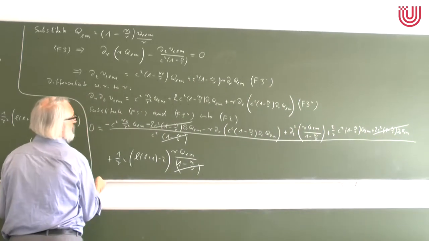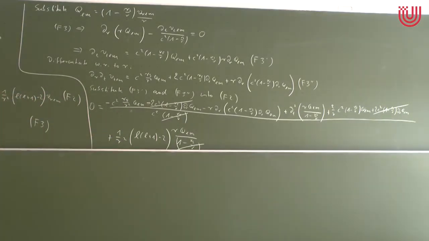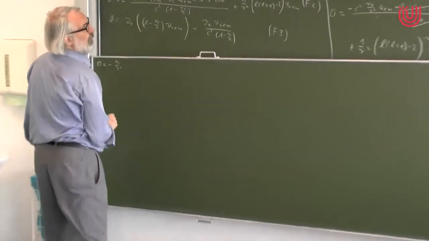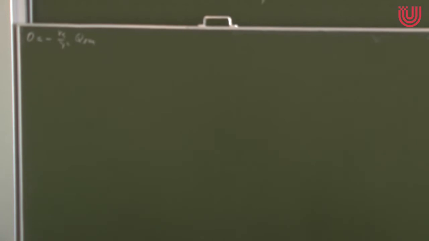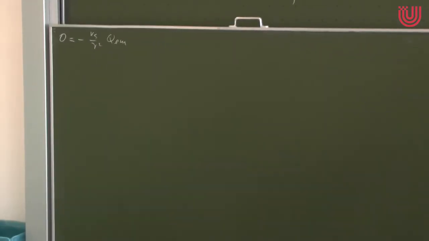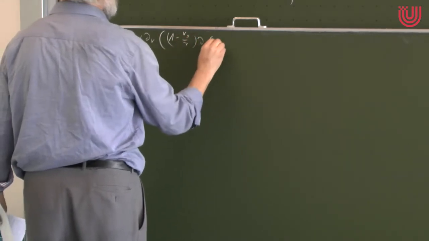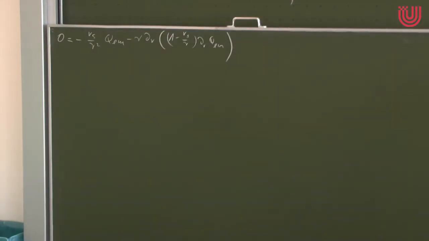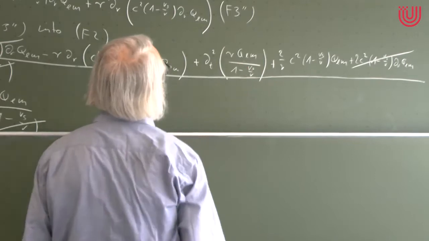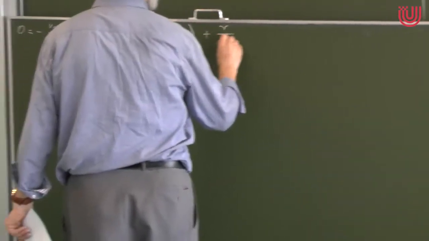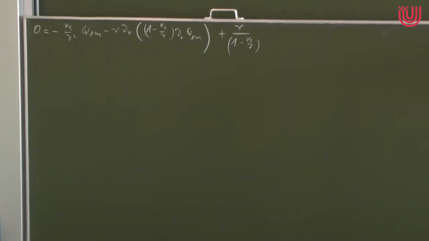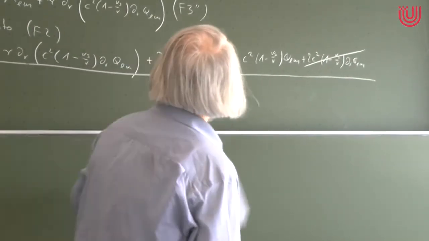Well, this makes things already a bit better. So I divide all this by c squared. So I get 0 is minus RS over R squared QLM. Then this here, there's a c squared, this cancels. So it's minus R (1 minus RS over R) d by dr QLM. And here 1 over c squared. The time derivative acts only on the QLM. Yeah, these terms do not involve t. So I can write plus R over (1 minus RS over R), and then I get 1 over c squared, second derivative of QLM.